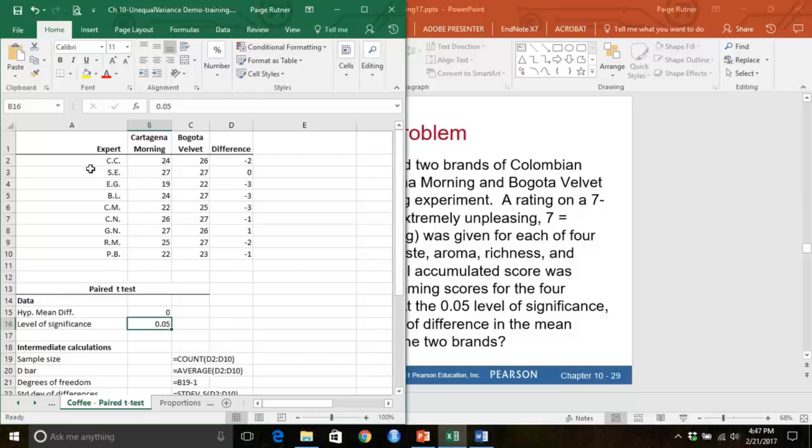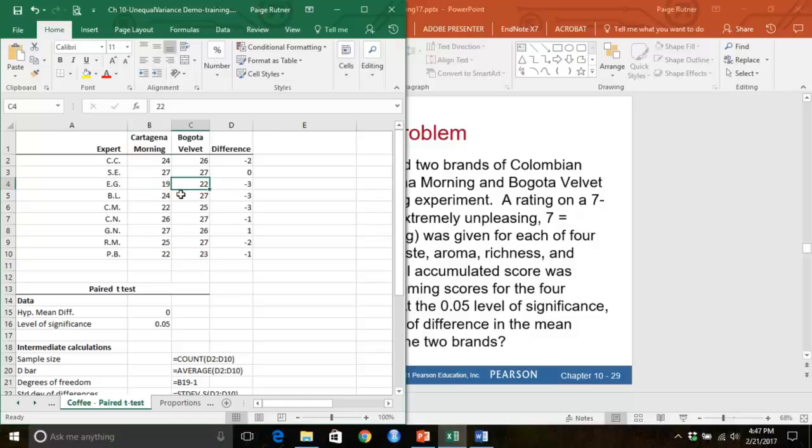So we have our 9 experts. They're identified by their initials here. The initials aren't really important. It's just to reinforce the fact that these really are people. And for whoever CC is, that person rated Cartagena Morning with a grand total of 24 on our summated scale, and Bogota Velvet with 26. SE gave a 27 to both. EG gave a 19 to the Cartagena Morning and a 22 to the Bogota Velvet.